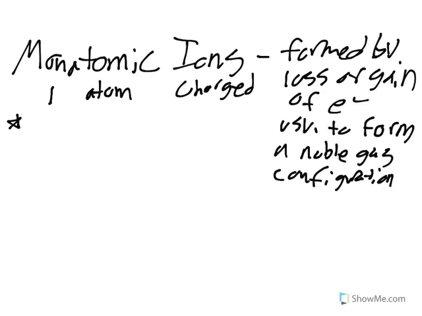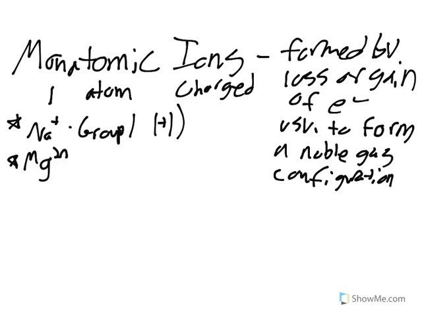So an example of a monatomic ion is sodium ion. Group 1 elements usually just lose one electron to form a +1 ion, a +1 charge, a cation, meaning positive charge. And group 2, for example magnesium, lose 2 electrons forming a cation.